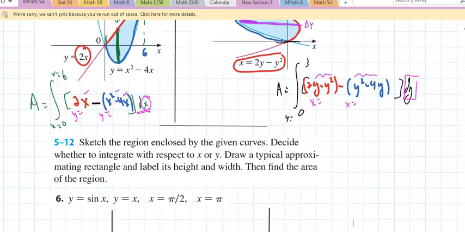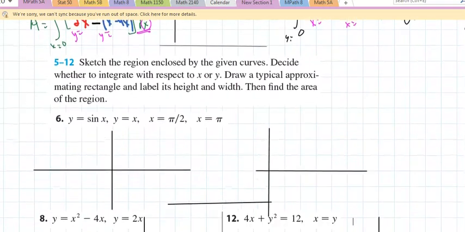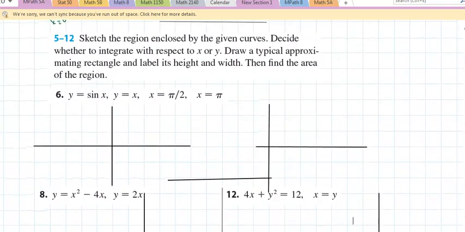If I look at, and that's pretty much the entire section, if I look at the next problem up: sketch the region enclosed by the given curves, decide whether to integrate with respect to x or y, draw a typical approximating rectangle, label the height and the width, then find the area. Well, let's see how this works.